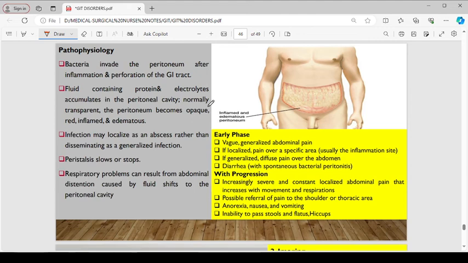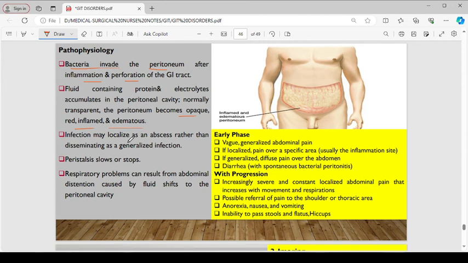Okay? All right. In terms of pathogenesis, in peritonitis you have bacteria which will invade the peritoneum. After this invasion, this will lead to inflammation and perforation of the GI tract. So we have fluid containing protein and electrolytes accumulating in the peritoneal cavity. Remember, the peritoneum is normally transparent. In this case, it will become opaque, red, inflamed, and edematous.